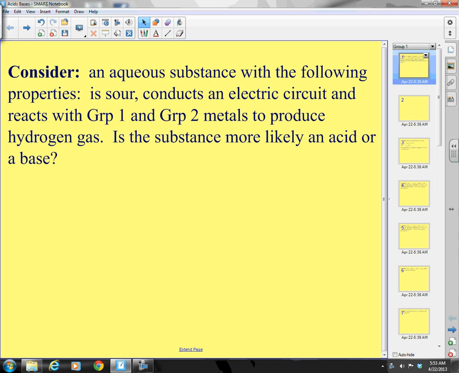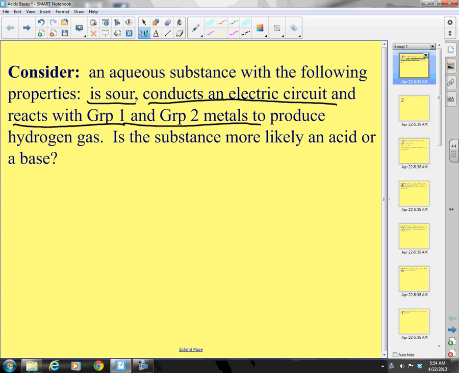And we are starting a new unit, and this unit is on acids and bases. We'll cover the basics of acids and bases, we'll get into some pH, and finally we'll talk about some titration. But let us get started with this. Consider an aqueous substance with the following properties. It is sour, conducts electricity, and reacts with group 1 and group 2 metals to produce hydrogen. Is this substance more likely an acid or a base?